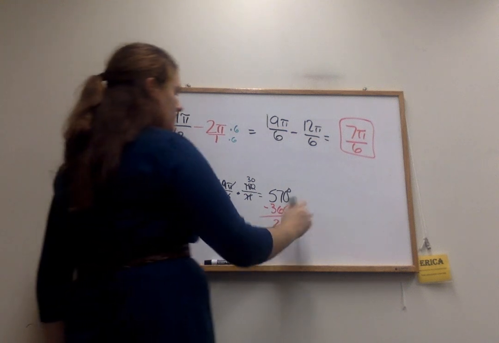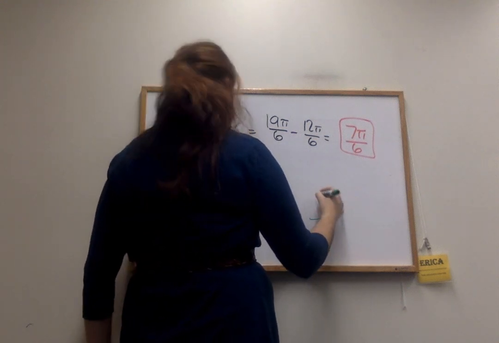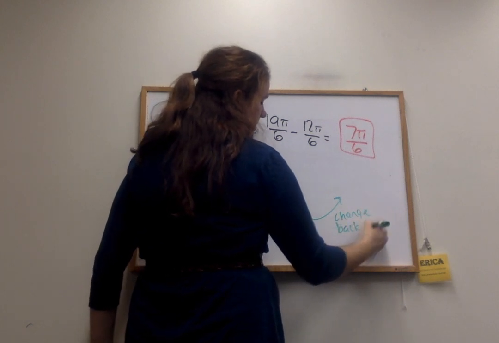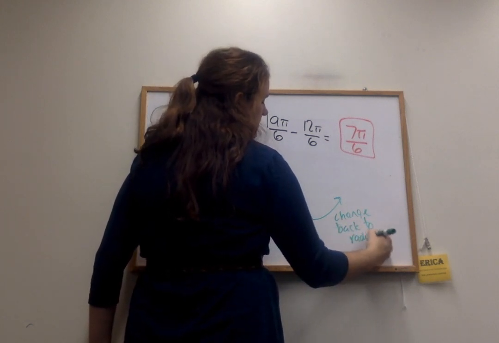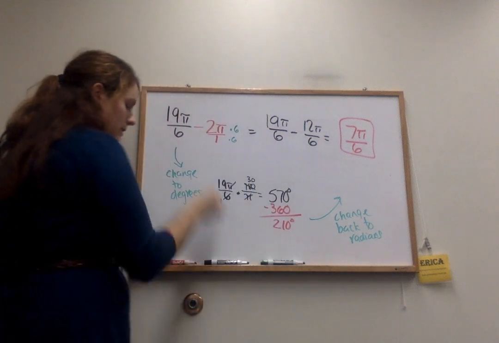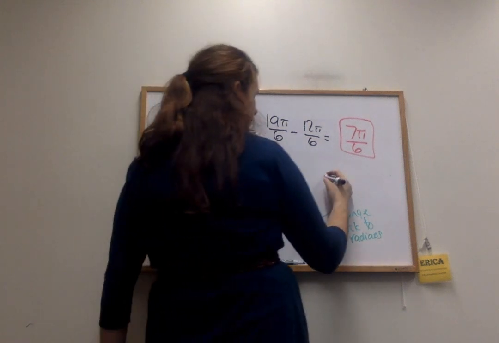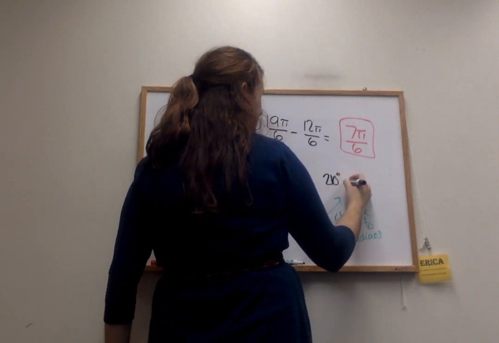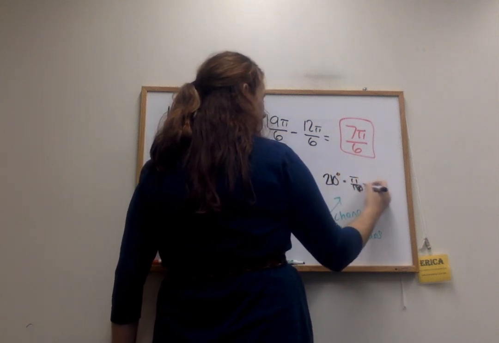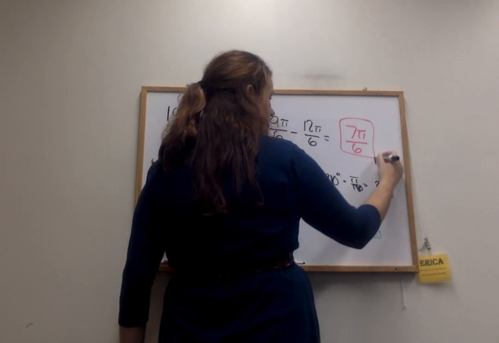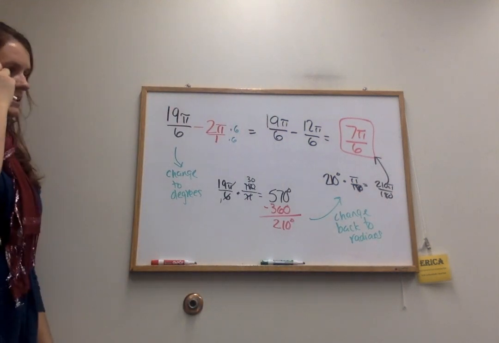Then we can change this back into radians. Right? And the way we do that is by multiplying by this reciprocal. So we've got 210 degrees times pi over 180, which equals 210 pi over 180, which equals 7 pi over 6.